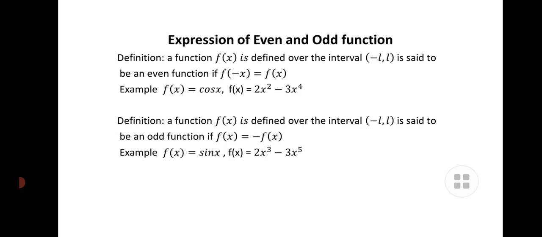The definition of an odd function, defined in the interval minus L comma L, is that f of minus x is equal to minus of f of x. For example, f of x is equal to sin x and f of x is equal to 2x cube minus 3x to the power of 5.